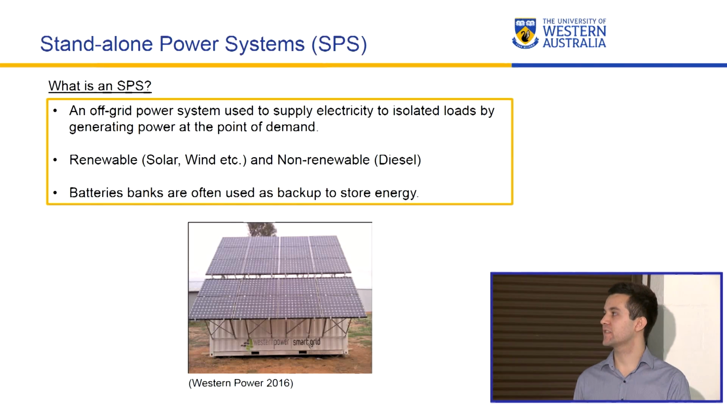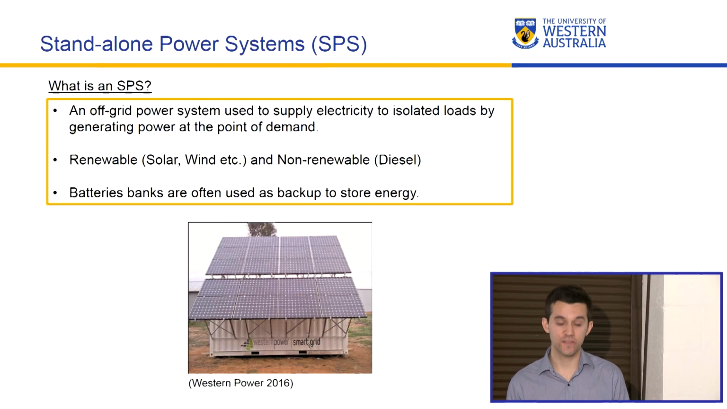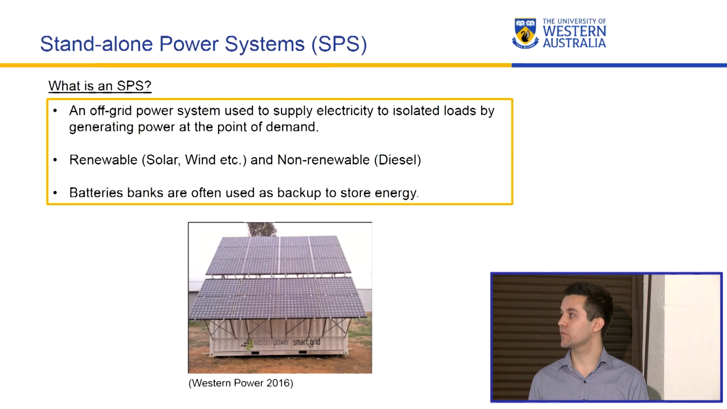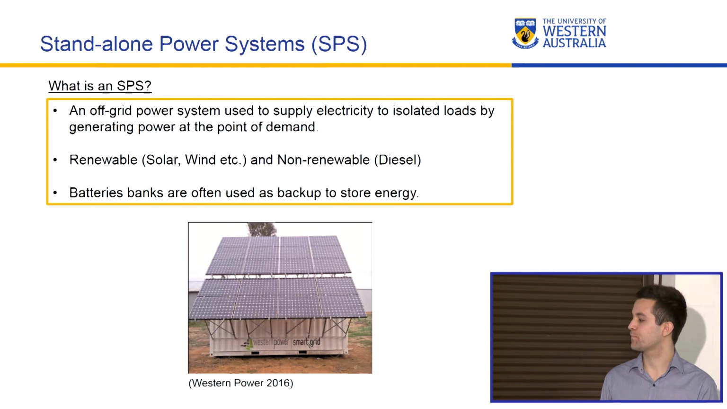Now, the standalone power systems, at least in Western Australia, are typically solar and wind based, so they're renewable based, and they usually have a non-renewable backup, such as a diesel generator. Of course, since we are using renewables, battery banks are often used to store the excess energy from solar and wind. And here's just an example of a standalone power system that is being trialled by Western Power.